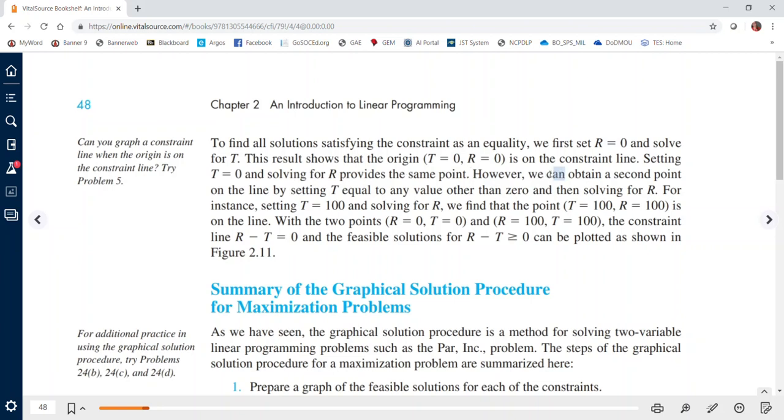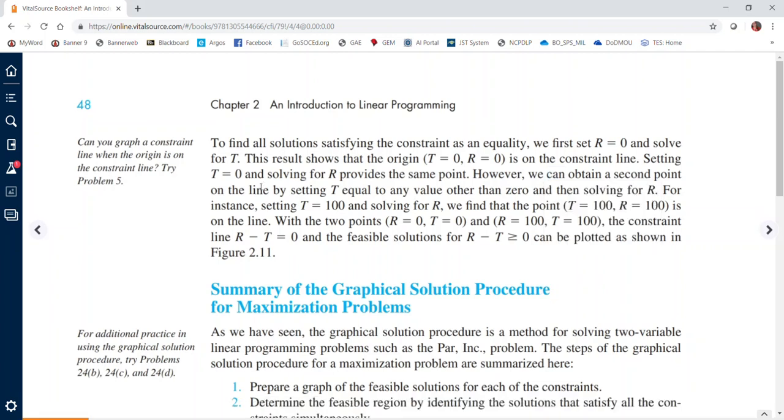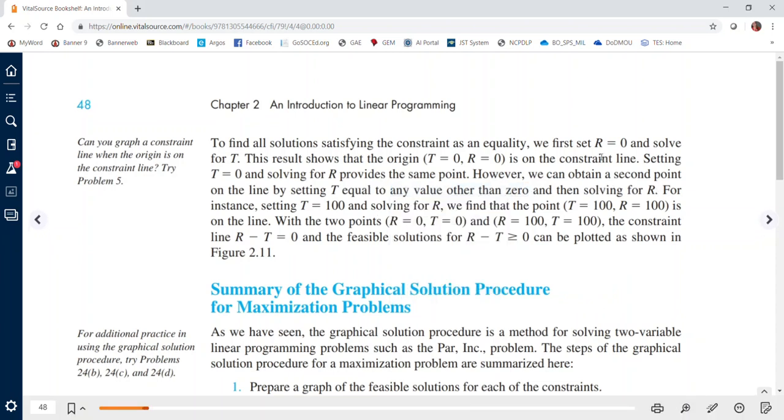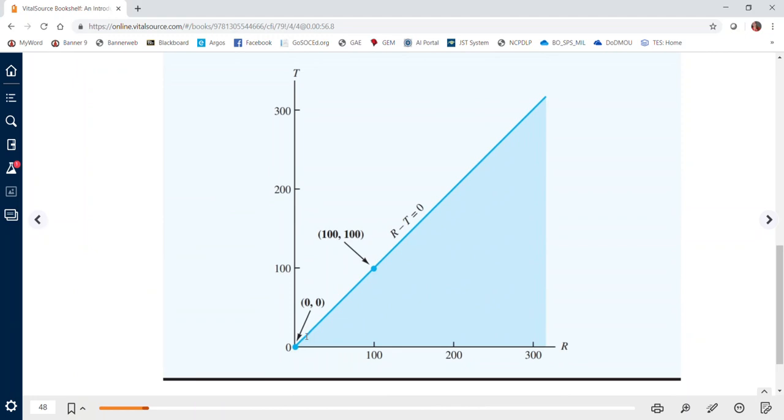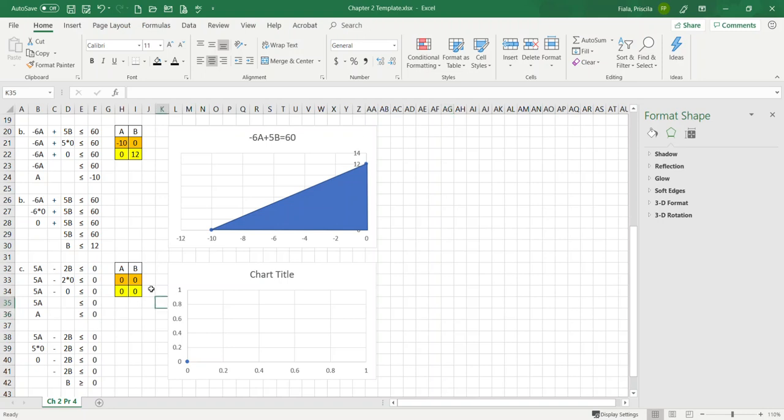However, we can obtain a second point on the line by setting t equal to any value other than 0 and then solving for r. So in this case, when they solved, they got t equals 100, r equals 100, and then they were able to actually have 2 points. 0, 0 right here and 100, 100 over here, so they can just draw a line. So that's exactly what we're going to do. We're just going to pick any number over here, and let's just say that a is 10.